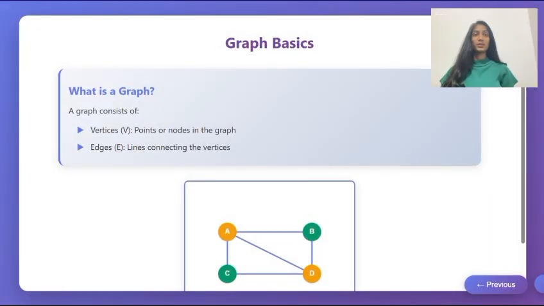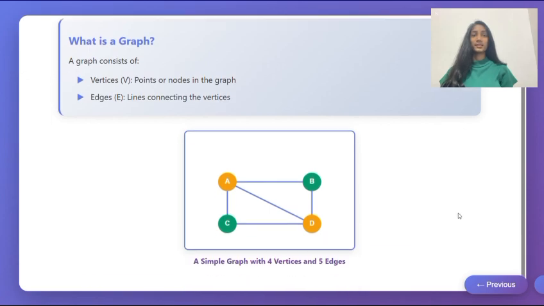Let's talk about what a graph is. A graph is made of two parts, vertices and edges. Vertices are points like dots, and edges are lines that connect these points. For example, this graph has 4 points labeled A, B, C and D. They are connected by 5 lines. Each line is an edge.